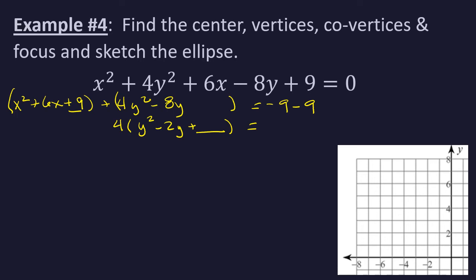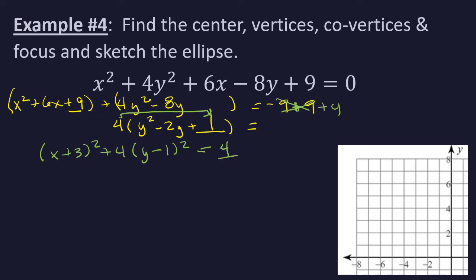So now, if I do that, 2 divided by 2 is 1, so I'm adding 1. But remember, I didn't really add 1. I added 4 times 1, which is 4. So now I'm going to come down and write these as binomials squared. So (x + 3) squared plus 4 times (y - 1) squared. On the right hand side, oh, this should be a plus right here. I added 9 and I added 4, so my 9s cancel out. The math on that's pretty easy.